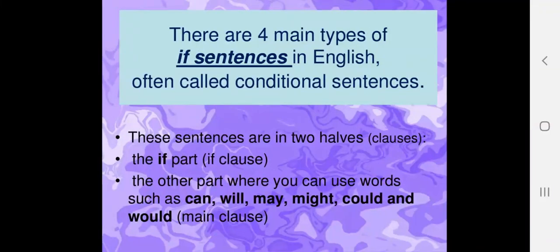There are four main types of if sentences in English, often called conditional sentences. These sentences are in two halves, that is, we call them clauses. The first clause is the if clause, and in the other part you can use words such as can, will, may, might, could, would. These are the main clauses.